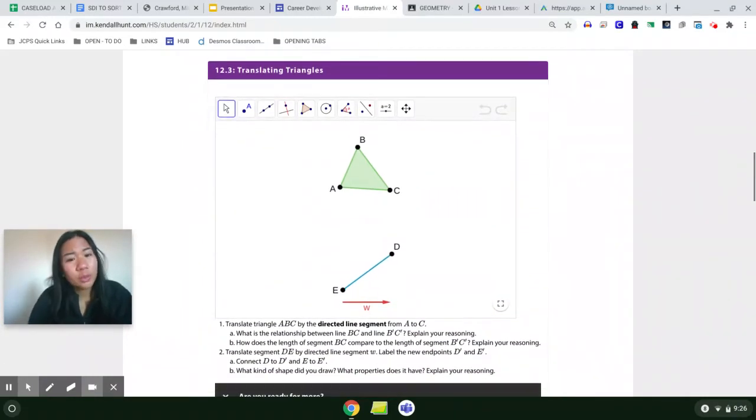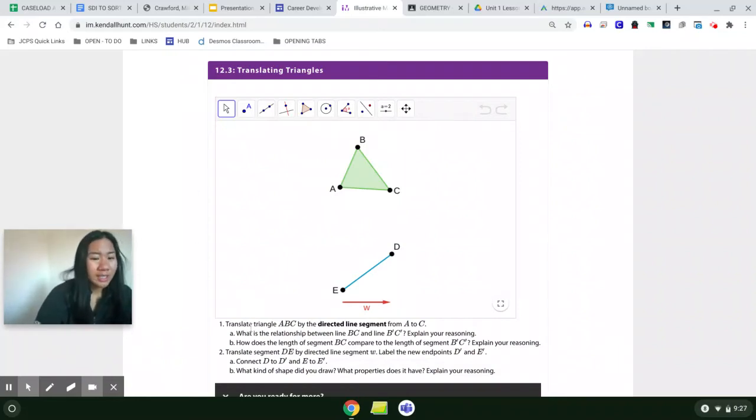All right, so when we're translating triangles, this is what we're going to be doing. We're going to be, once again, playing on GeoGebra. And if you are watching this Edpuzzle, not only are you completing this video, but you are going to have to stop this at the end of the completion, screenshot it, and upload it to Google Classroom. All right, so moving on.